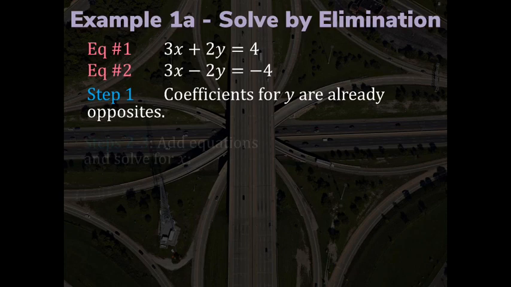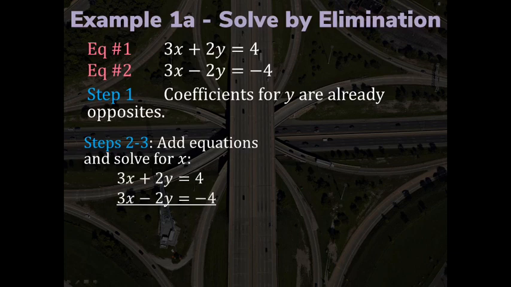So step 2, you are going to add the equations and solve for x. If you add the equations, the 2y and the negative 2y will cancel out. So you have 3x plus 2y equals 4, and 3x minus 2y equals negative 4. You're going to add the equations. Add the things on the left side together, and add the things on the right side together. So 3x plus 3x is 6x. 2y minus 2y is gone. 4 minus 4 is 0. So you get 6x equals 0. You will now divide both sides by 6, and you see that x is equal to 0.